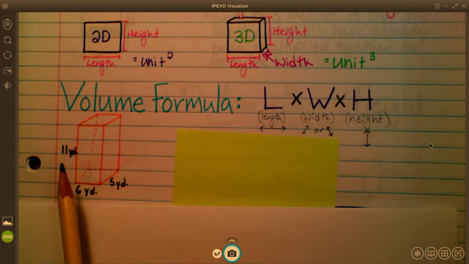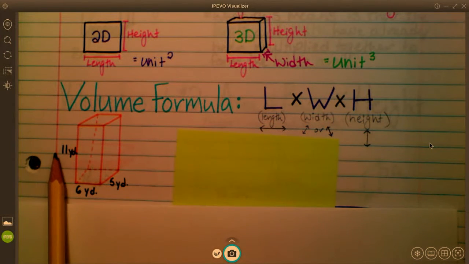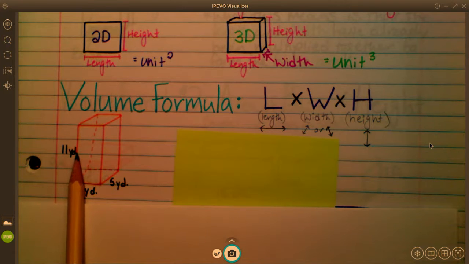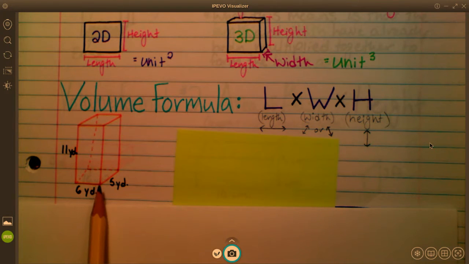And then we need to label this left side 11 yards, YD. The bottom side 6 yards, 6 YD. And then this one, this bottom kind of slanted side, 5 yards, 5 YD. If you need more time to draw this out and label them, go ahead and take it. I'm going to start solving.